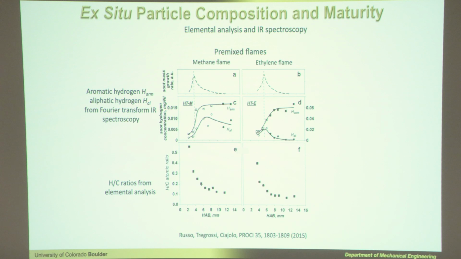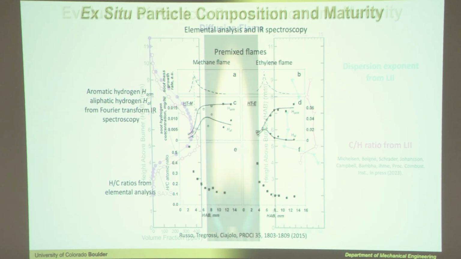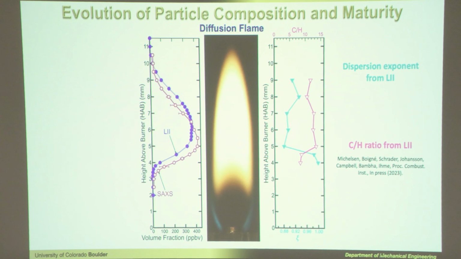Okay, and the middle figure shows H's that are in aromatic rings versus H's in aliphatic rings from the IR spectroscopy. Notice how the aromatic stays high and the aliphatic goes down as you go up in the flame. So that's opposite of what Hai Wang's group was showing. So we need to have better ways of doing this. I challenge you, if you're an experimentalist, come up with good ways to make this measurement.